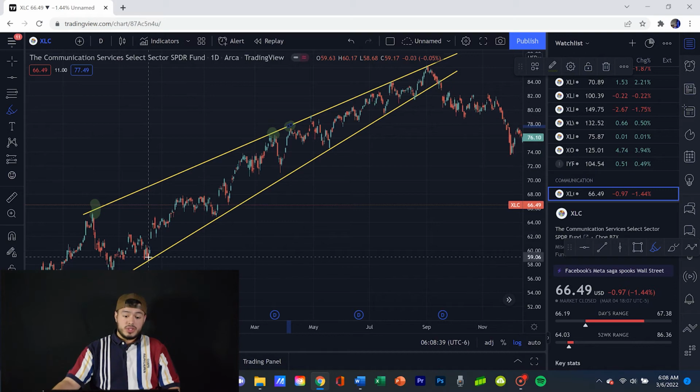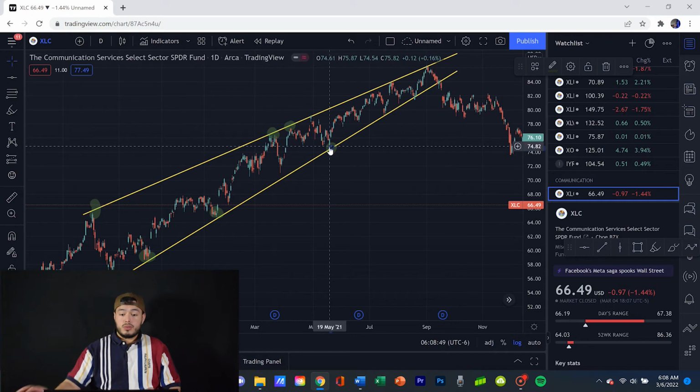You look at points of contact, you count this as 1, 2. You could use this as 3, but it didn't touch. So I use this right here as 3. So we probably would have bought here once we saw it respected that line.